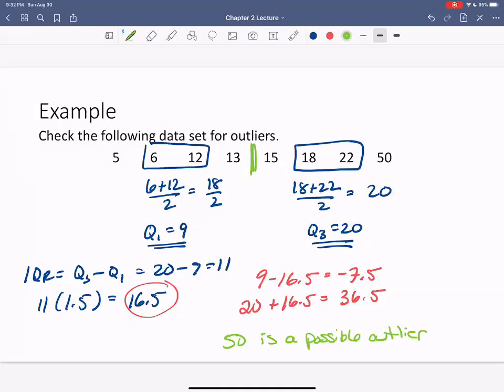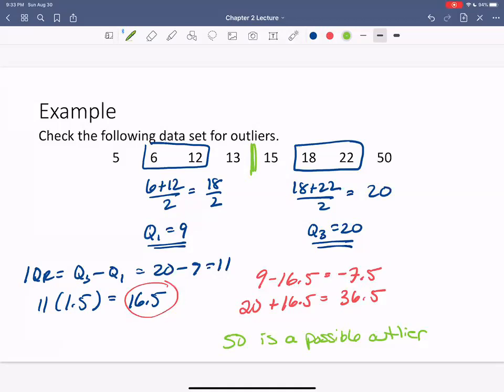Now, why do we say possible outlier? More than likely it is an outlier if the data is given to you like this, but we always say possible because we could have written the data down wrong. We could have an error in the data collection. So it's possible that it's not even an actual value. Maybe we wrote 50 instead of 5.